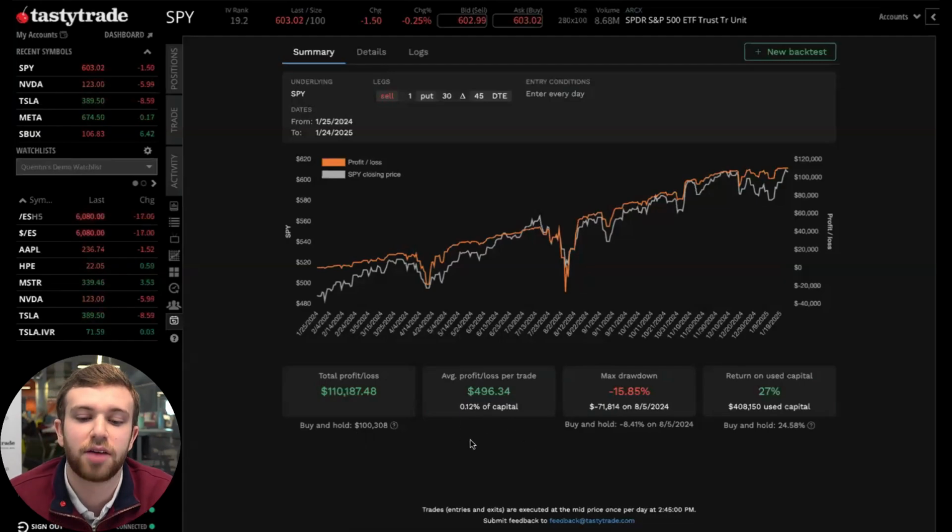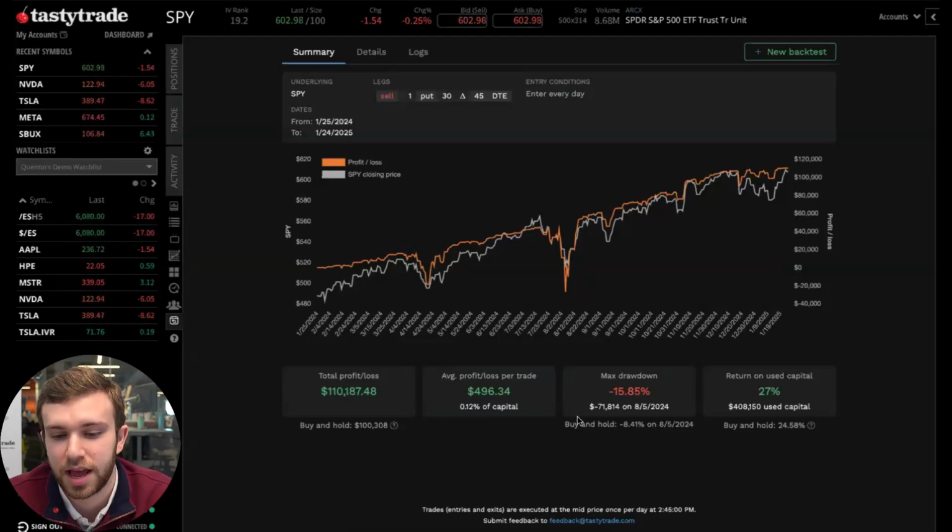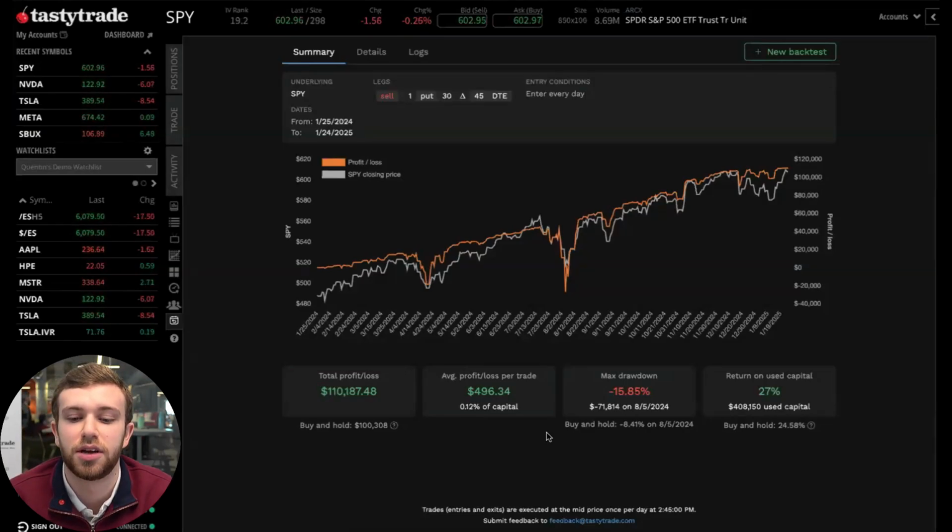And then the average profit and loss per trade, pretty simple statistic there, taking the profit and loss of each trade and then doing an average of those numbers. And then we have the max drawdown, and this is as a percentage of the credit received. And so this would be how much of the drawdown did you see when doing this strategy? What was the biggest drawdown that you had?